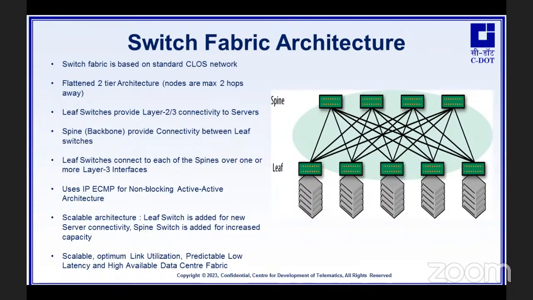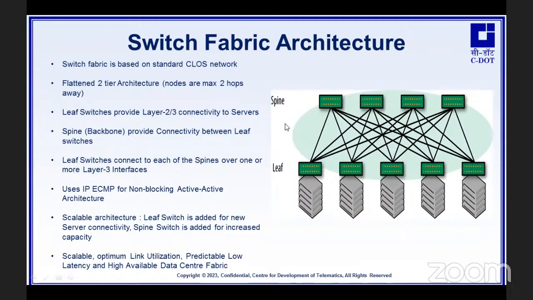So for any two leaves to be communicating with each other, they need to communicate via the spine. In this particular case, it's a two-tier architecture. That means each node is a maximum of 2 hops away. By hops, I actually mean the links. One link is from this leaf to spine, and then spine to leaf. So you can see there is a deterministic, low latency over here, that is only 2 hops.